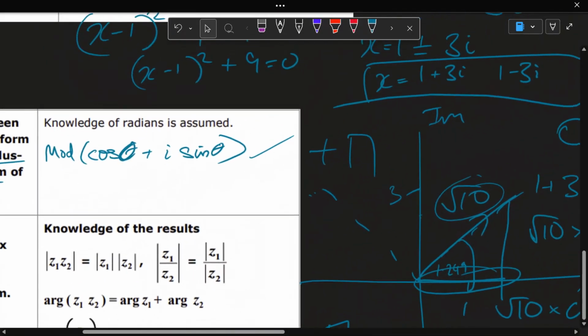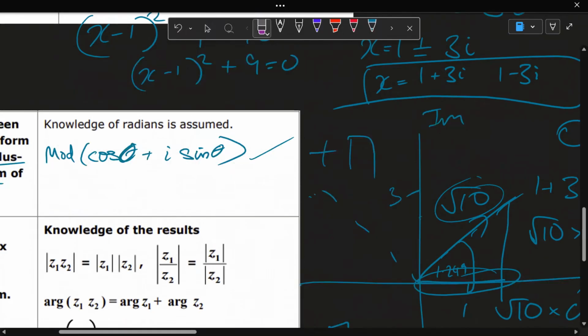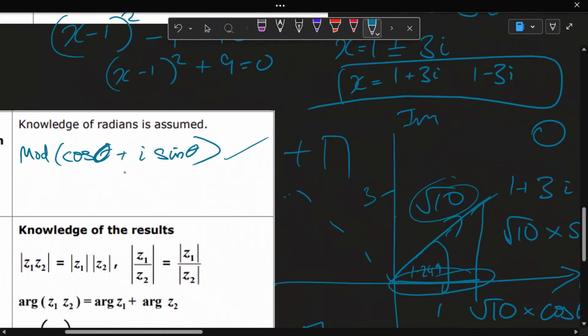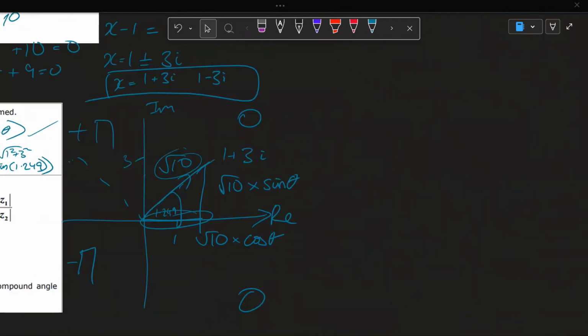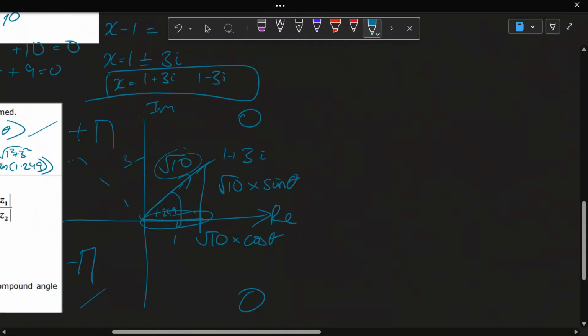That essentially was just a little proof of how we can put our complex number 1 plus 3i into this form. So our modulus, we've said before, 1 squared plus 3 squared, which is root 10, times cos 1.249 radians, of course, plus i sine 1.249. Perfect.